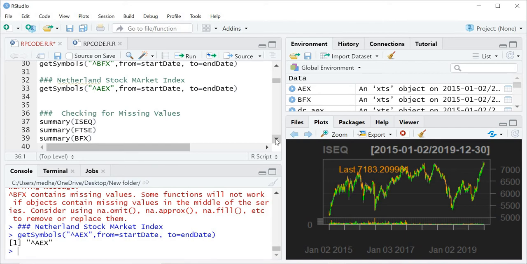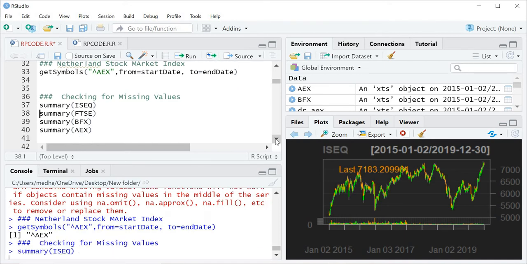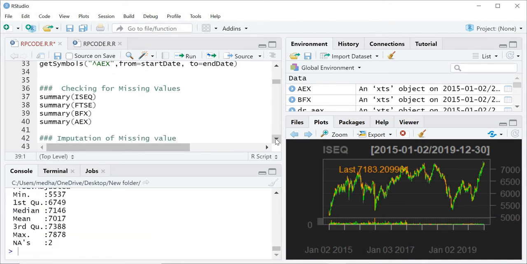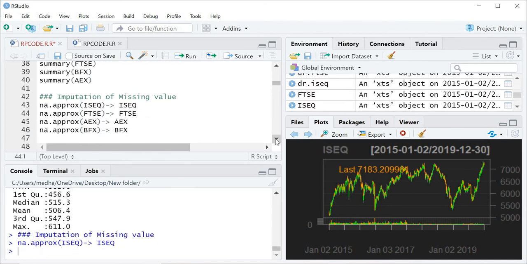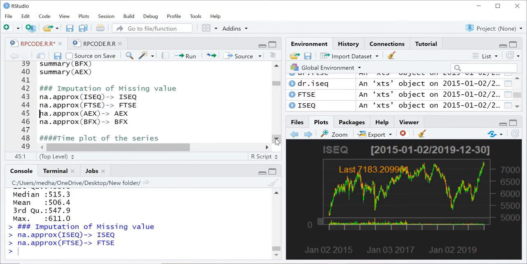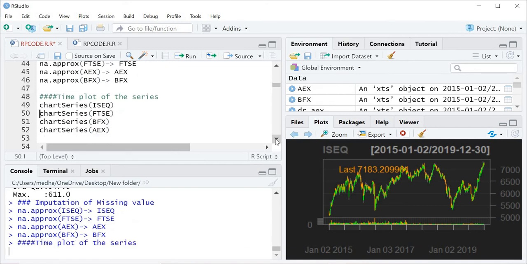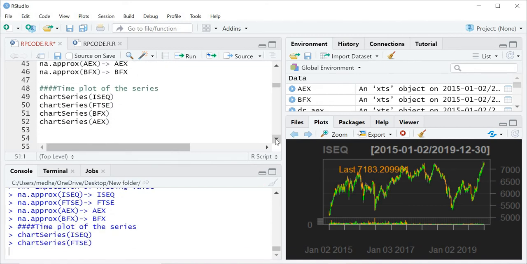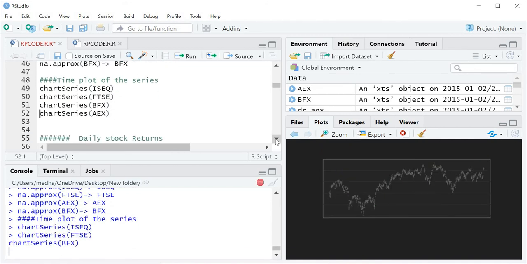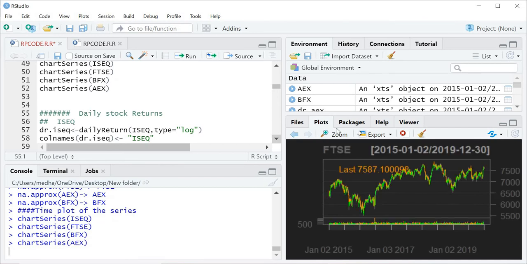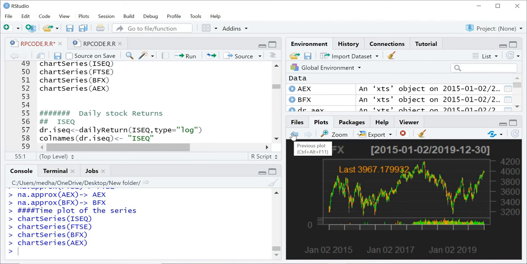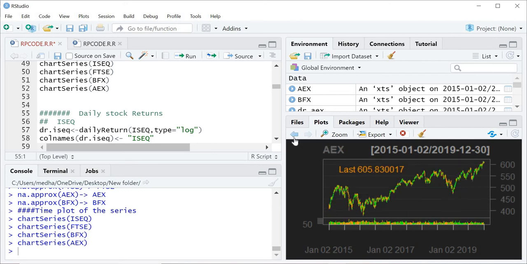Now, in order to check for any inconsistencies in the data, I'm checking for missing values with the help of the summary function. The next step is interpolation of any missing values, and for that I am using the na.approx function. The next step is plotting my closing prices on a graph so that I have a visual representation of the movement of the closing prices in the 4 indexes over the period of 5 years.